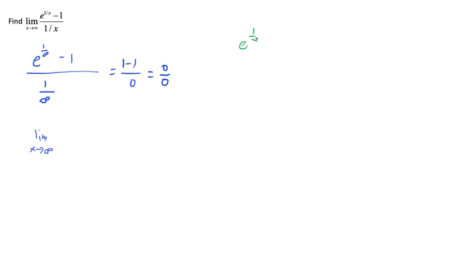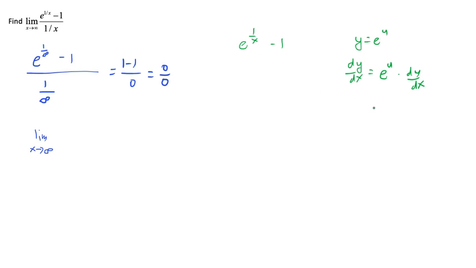e to the 1 over x minus 1. Well, this part just goes to 0, it's just a constant. But what about the derivative of this? Remember, this is an exponential function, so if y equals e to the u power, then dy/dx equals e to the u times whatever the derivative of the exponent is. This is by the chain rule.